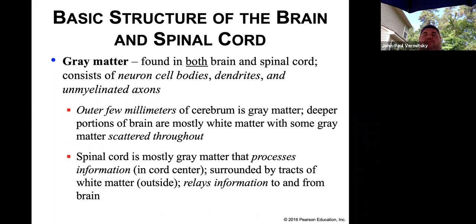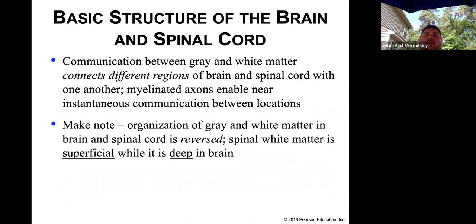The gray matter is also found in both the brain and spinal cord and consists of neuron cell bodies, dendrites, and unmyelinated axons. The outer few millimeters of the cerebral cortex is gray matter. The deeper portions of the brain are mostly white matter, with some gray matter scattered throughout. The spinal cord is mostly gray matter that processes information in the cord center, surrounded by tracts of white matter on the outside, and this will relay information to and from the brain.